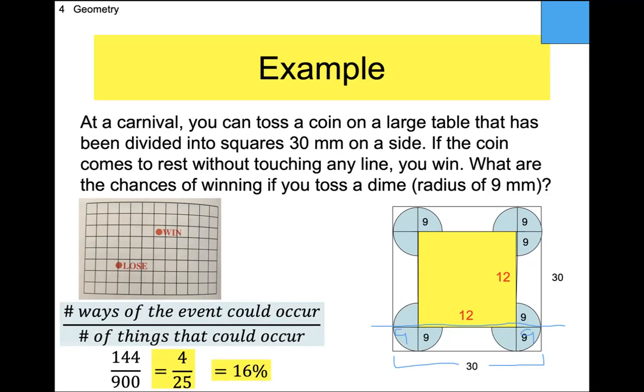Tonight for homework, you got one that's just like this, but instead of using a dime, I think they have you use a nickel or a quarter, and they tell you the dimensions. You're going to solve it similarly to how we did this one. All right, hopefully that one made sense.